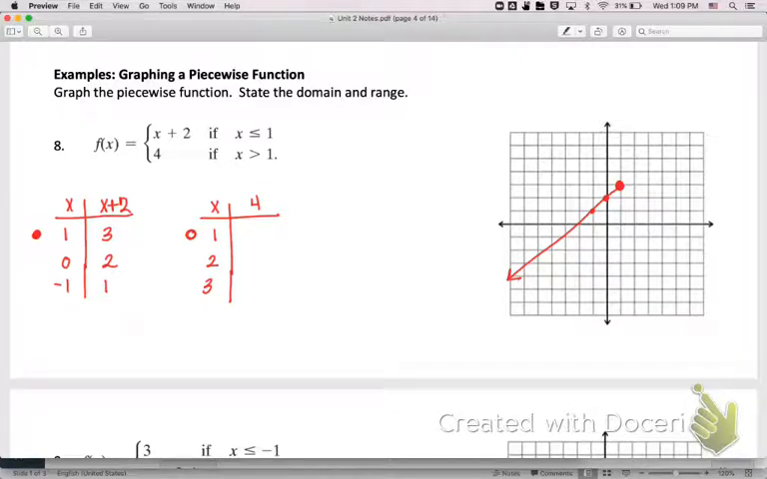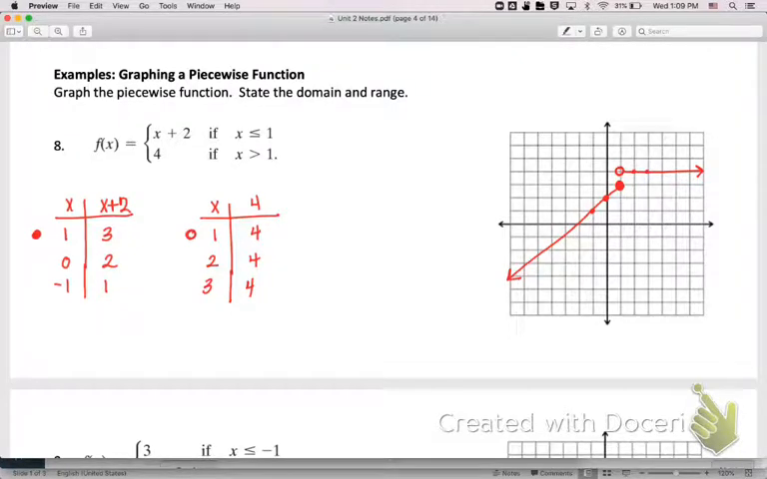Now the other piece is going to be a constant function. So no matter what I plug in for x, it's going to be 4 for the y no matter what, because it's always equal to 4. So at the point (1, 4), I draw an open circle. And then I have (2, 4) and (3, 4). And so we'll connect it like this, and then it goes on forever. So that is the graph of our piecewise function.